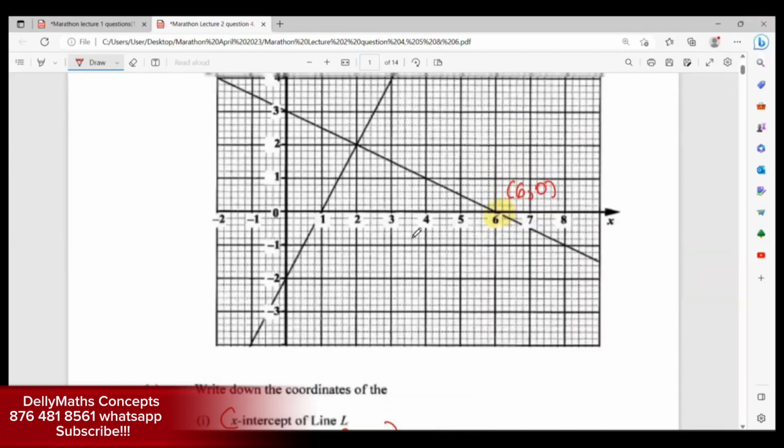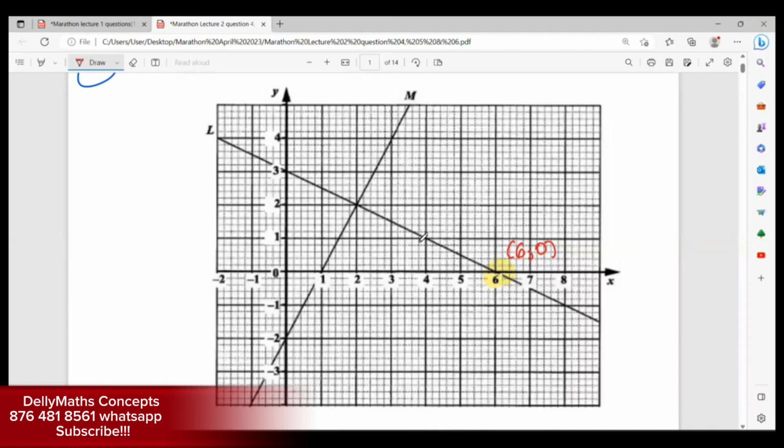Sir, go ahead, I'm listening. You say when you're in the coordinates, you must write the x-axis number first before the y? All the time, every time. Okay, sir, thanks. All right, very good. Coordinates are written like this, x, then y.